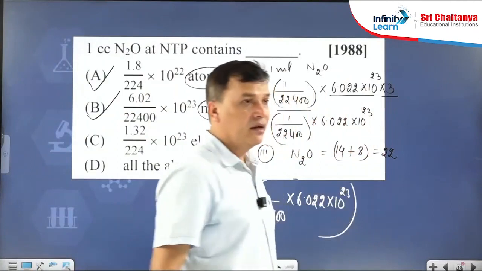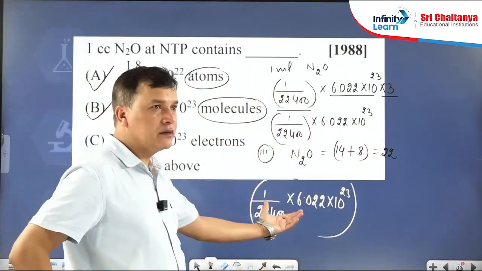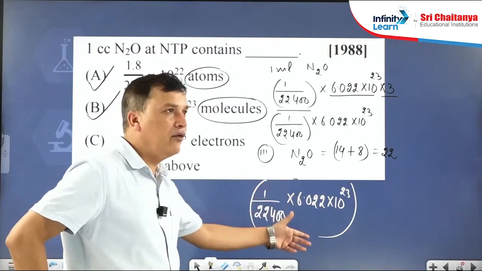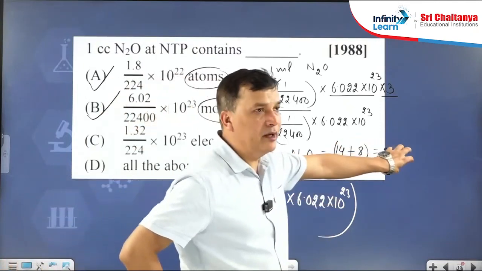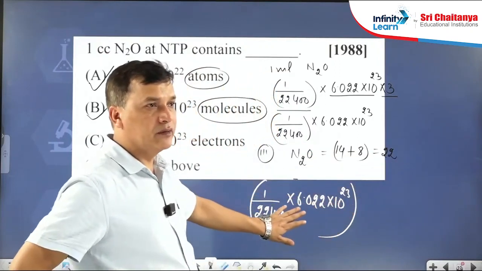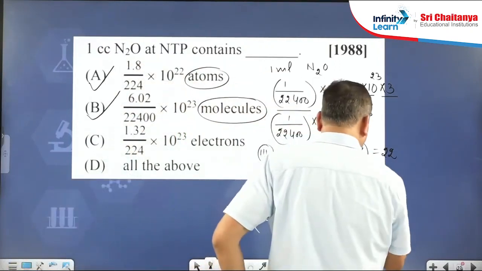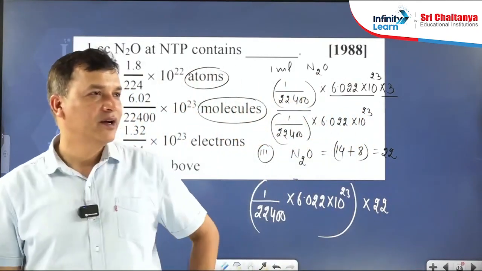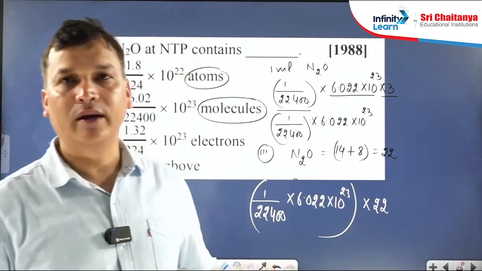Please tell me, these are number of molecules. Each molecule has how many electrons? 22 electrons. So total number of electrons, it has to multiply with which one? 22. Okay, 2 or 3 students, they are responding.